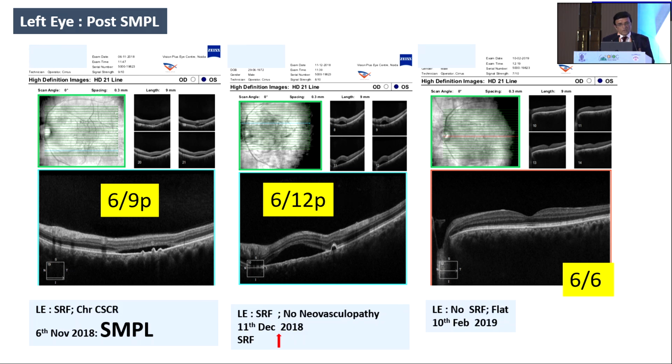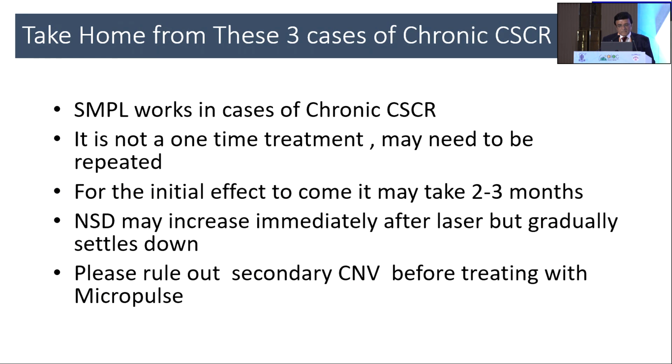So just to point out, in all the patients whom we have followed, we find that neurosensory detachment can actually increase after micropulse treatment in the first 2 to 6 weeks. So there have been varying periods in these cases, but eventually in about 6 to 8 weeks, this flattens off. So we do not repeat treatment for about 2 to 3 months, and the patients did well.